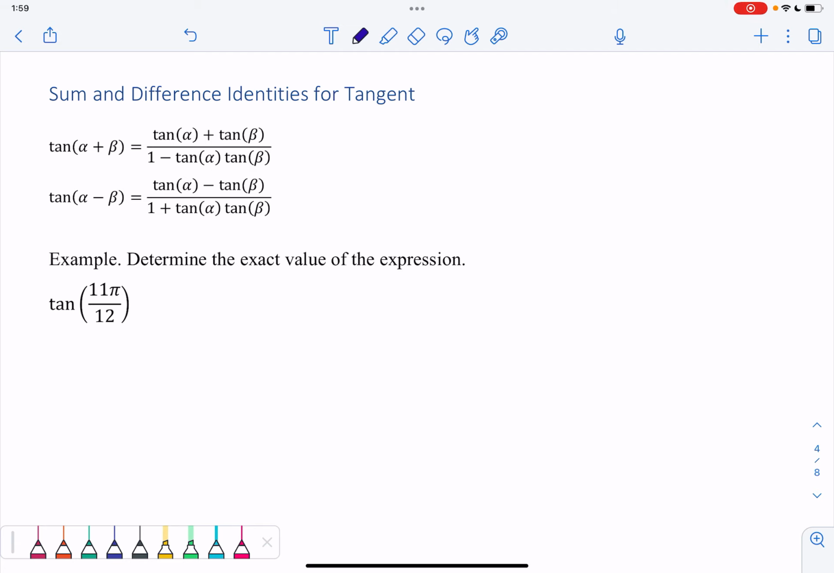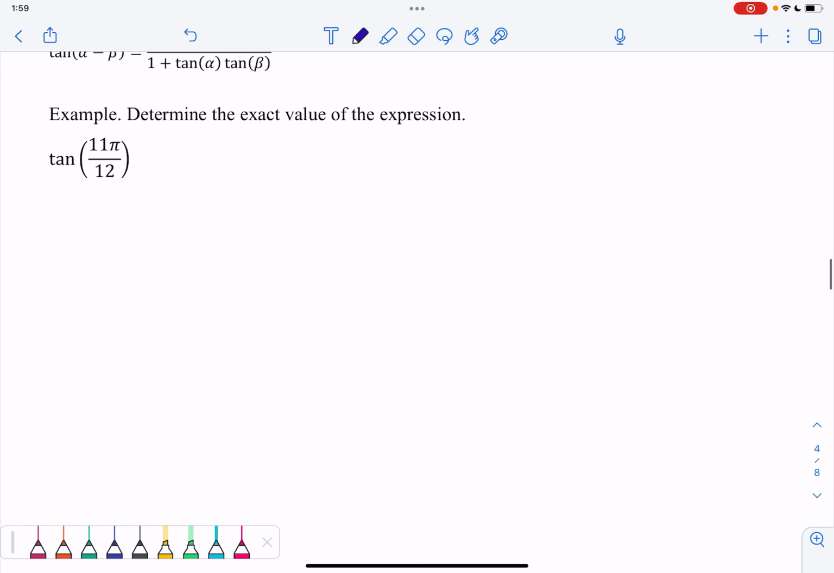Determine the exact value of the expression, and the expression being tangent of 11 pi over 12. So my goal is to write 11 pi over 12 as the sum of two angles. Now I can do that. I can say pi over 12 plus 10 pi over 12. Now the problem is pi over 12 is not a nice angle on the unit circle, right? So we're starting with 11 pi over 12, not some nice angle on the unit circle, but neither is pi over 12. So this isn't really helping us or moving us forward in the problem.